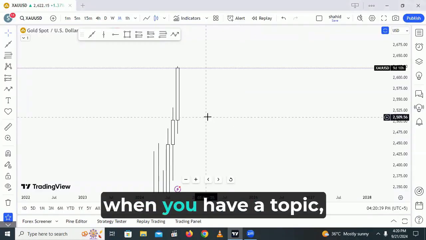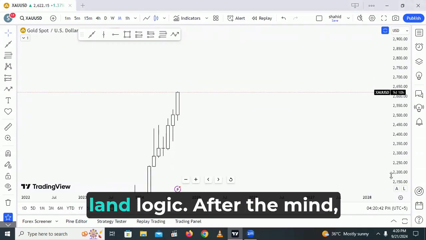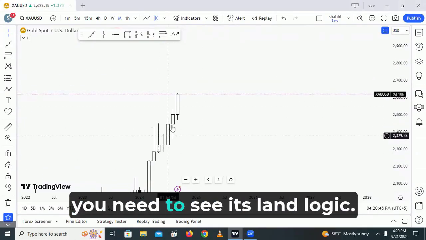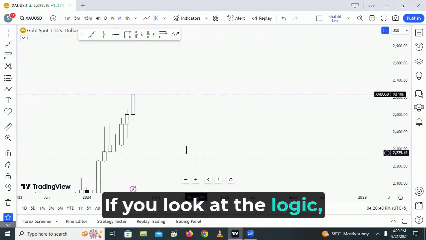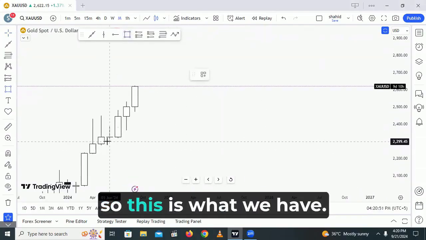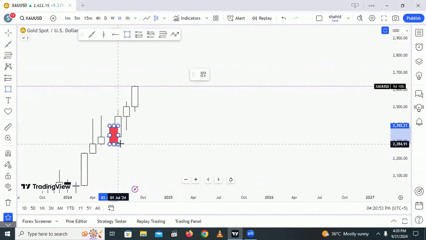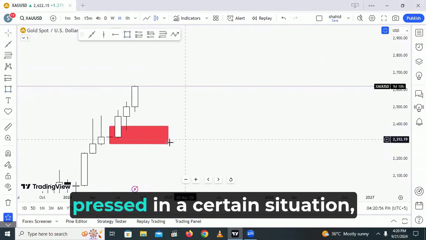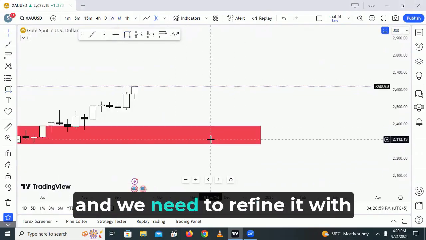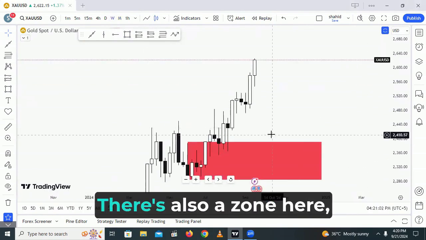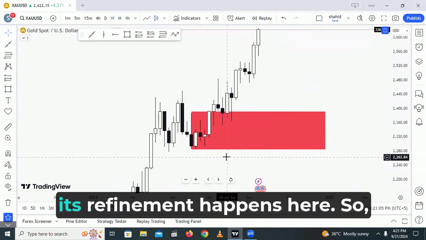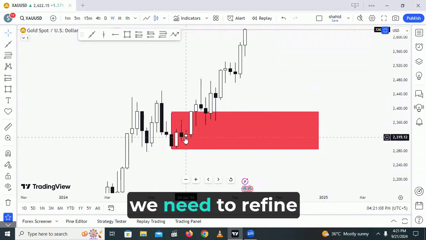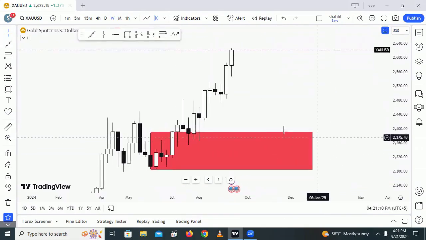So first of all, when you have a topic, you need to look at the mind's land logic. After the mind, you need to see its land logic. If you look at the logic, we have its probability calculated. So this is what we have. What happened is that a bond was pressed in a certain situation and we need to refine it with the weekly diagram. There's also a zone here, and if you look, its refinement happens here. So we need to refine it on this zone.